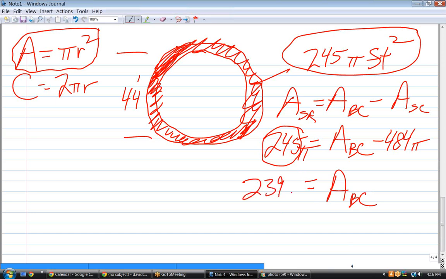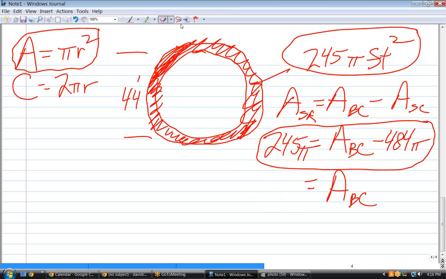So solving that equation for the area of the big circle gives you 239 pi, I believe. How did you get that? By this equation right there, the one I'm circling. In other words, I added 484 pi to both sides. And, oops, hold on. I'm sorry. I did my addition wrong. No wonder you said, how did you get that? I got to add that. It's 729 pi, right? Okay.